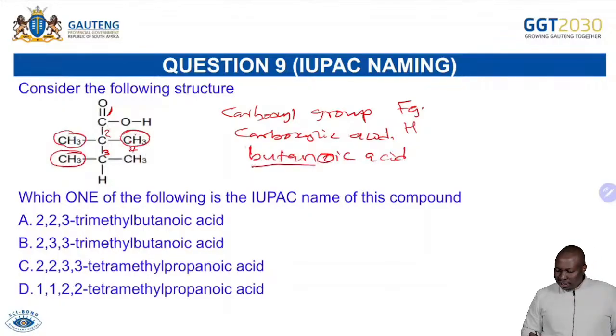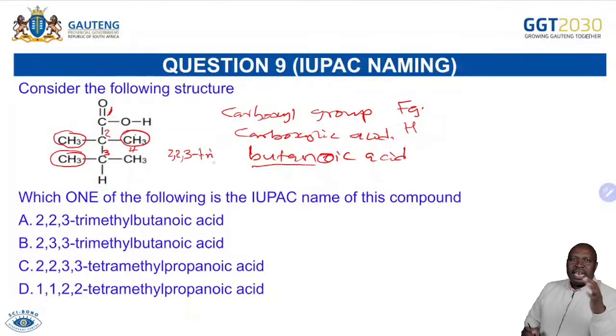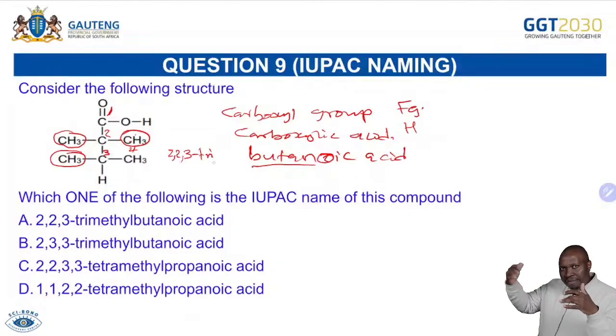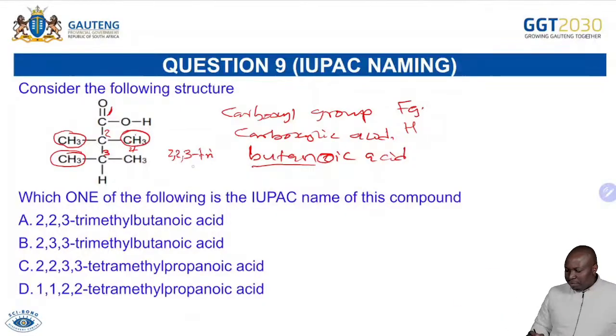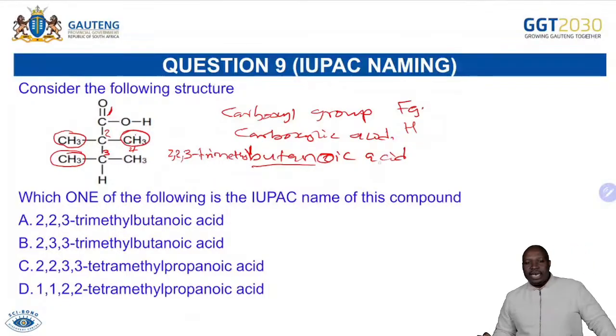So you are able to see that this must be 2,2,3. How many are they? There are 3, so this must be tri. And you see, I'm writing a comma between the numbers, the like terms. When I have the same, I just write a comma. But when I have a number and an alphabet, unlike terms, I will use a hyphen to say this is tri what? Methyl. We have 3 methyls there. So the name of this one will be 2,2,3-trimethylbutanoic acid.